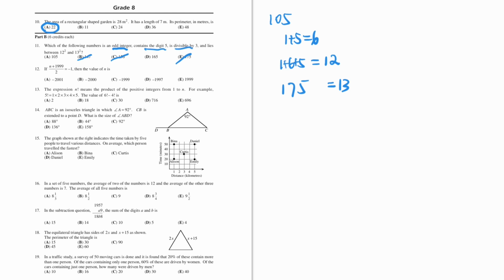The last restriction is between 12 squared and 13 squared. 12 squared is 144, 13 squared is 169. Therefore, only D, 165, is between 12 squared and 13 squared. Therefore, the answer is D.